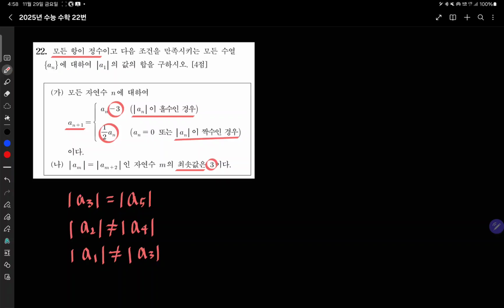So when there are 5 terms for the sequence, we want to find the sum of the absolute value of the first term satisfying this condition.